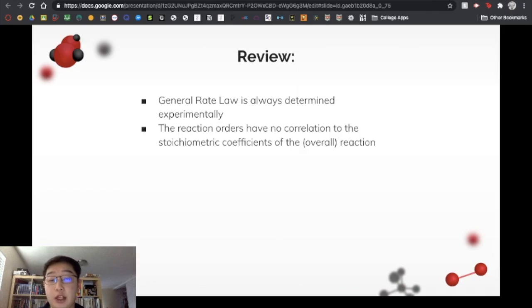Okay, so just for review, the rate law is always determined experimentally, and reaction orders have no correlation to the stoichiometric coefficients of the overall reaction.